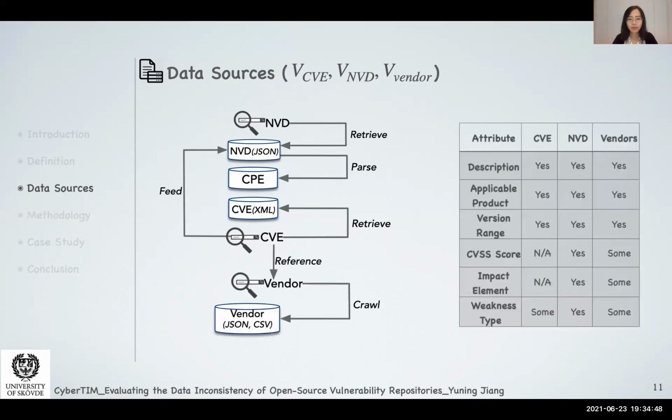We focus on 6 attribute assets for vulnerability analysis that are available in a minimum of 2 data sources, namely description, applicable product, version range, CVSS score, impact elements, and weakness type.